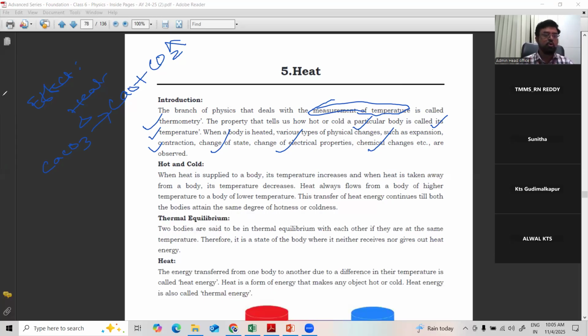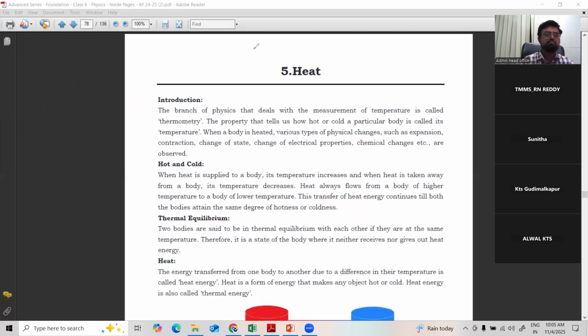And to produce this effect, we have to either raise the temperature or lower the temperature. Then hot and cold body. Next one, hot and cold. So what is hot and what is cold? We can feel it, we cannot see it. When heat is supplied to a body, its temperature increases. When heat is taken away from the body, temperature decreases. When you give the heat, temperature rises. When you cool down, that temperature reduces.